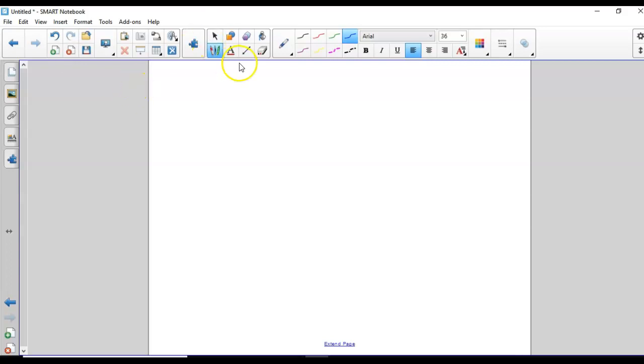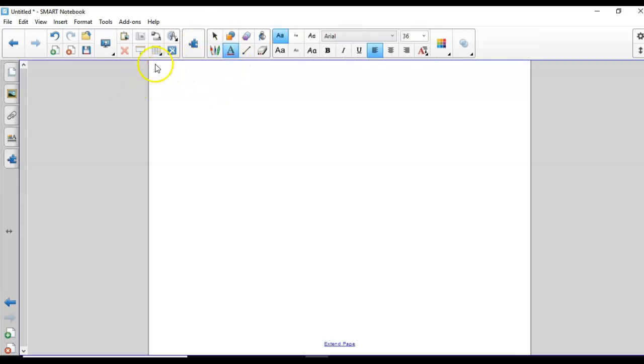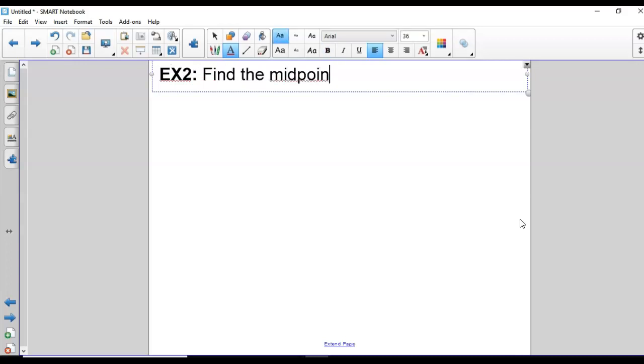So let's do another problem. All right. Let's do a different graph for this one because we're doing a different thing. So draw yourself another coordinate plane.